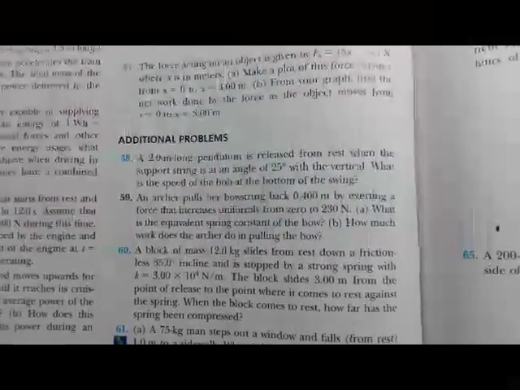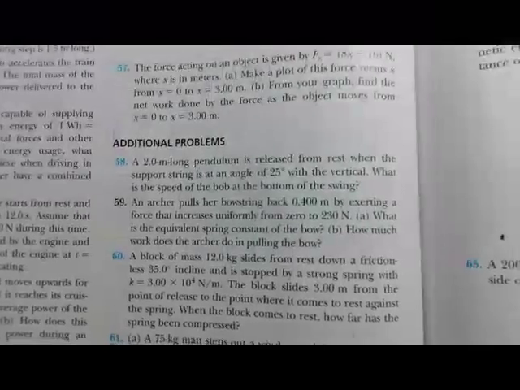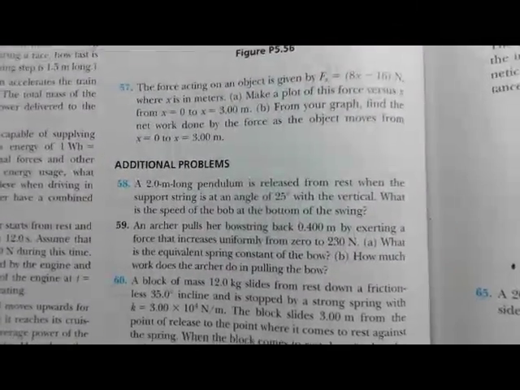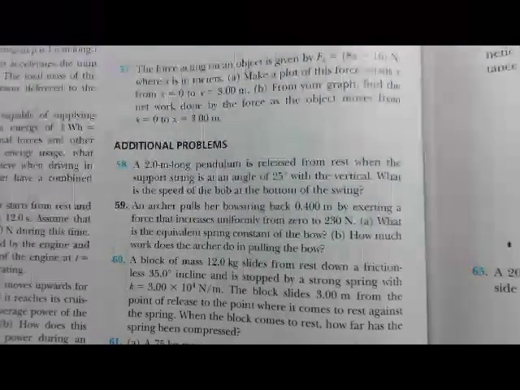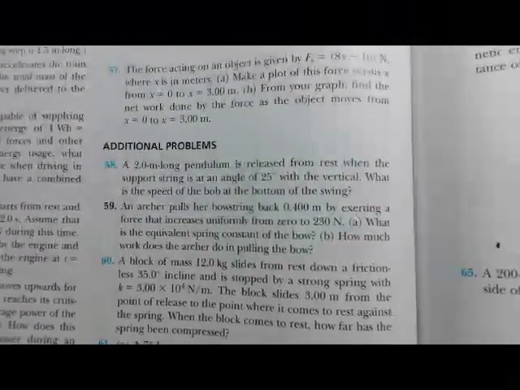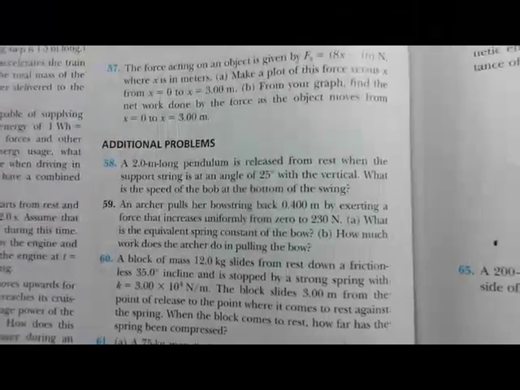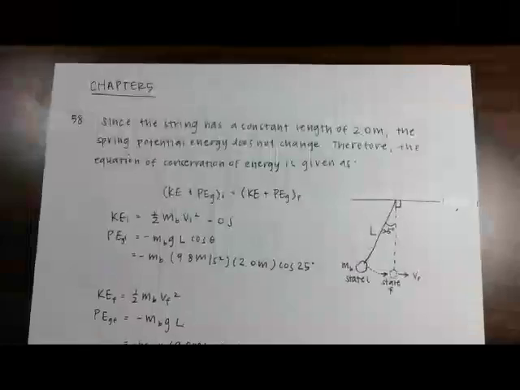This is number 58 from Chapter 5. A 2-meter-long pendulum is released from rest when the support string is at an angle of 25 degrees with the vertical. What is the speed of the bob at the bottom of the swing?